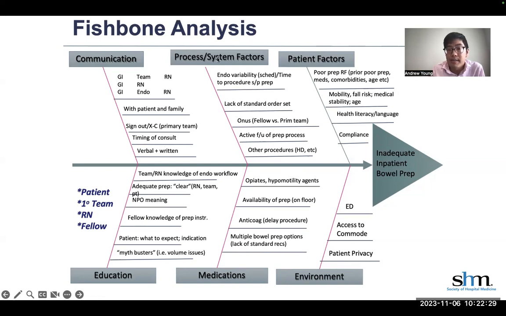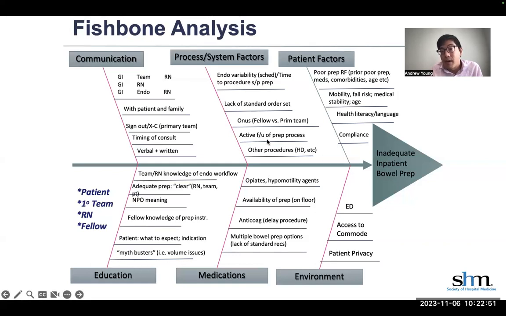What are some process system factors? And you can see some of the categories are different here, but what are the process system factors? Maybe there's a lack of a standardized order set. Maybe sometimes the fellow does it, sometimes the primary team does it. It's a shared responsibility. And so it's different each time. And so that's why there's a lot of variation in the process, right?